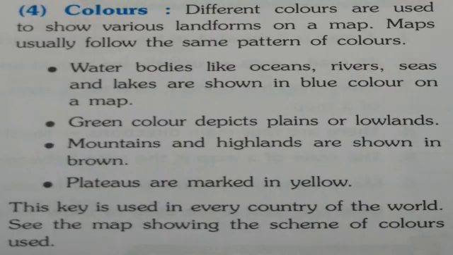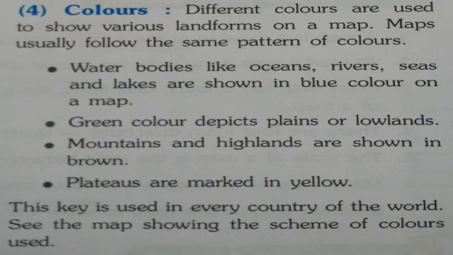Next is colors. Different colors are used to show various landforms on a map. If I want to show mountains, I will use brown color. In the same way, if I want to show water, I will use blue color. So maps usually follow the same pattern of colors. Water bodies like oceans, rivers, seas and lakes are shown in blue color on a map. Whatever water body I want to show, I will always show in blue color on a map.